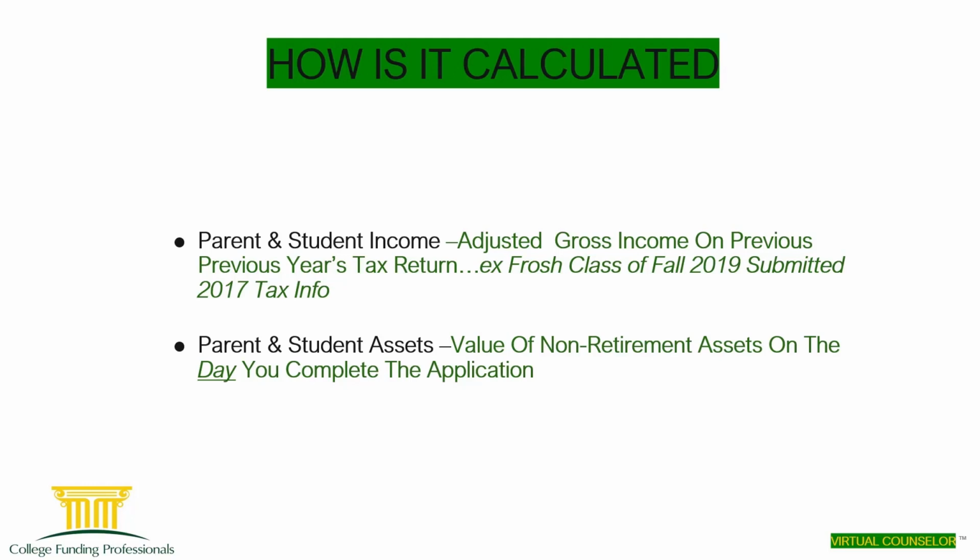I'm just setting the stage here in this early slide about income and assets. But again, a big distinction. Income is previous year's tax information. As far as assets, it's a snapshot literally on the day you complete the application. Doesn't matter where the assets were the day before, wherever they are lying, if you will, on the day you're filling out the application is how you're going to capture that information.